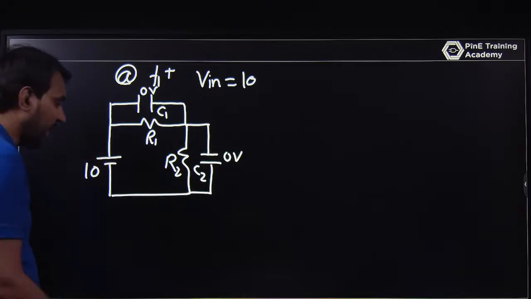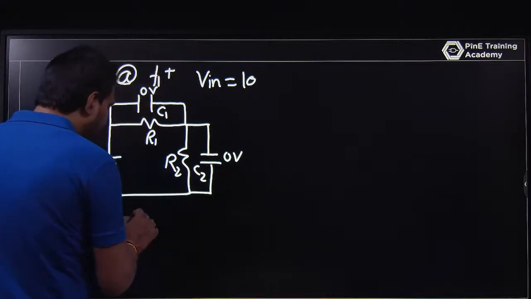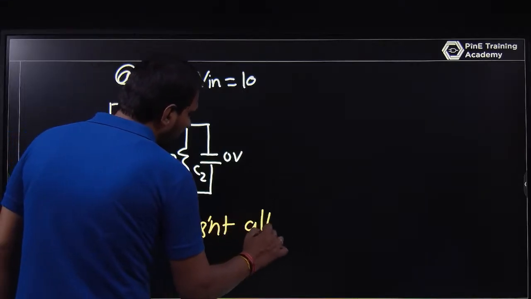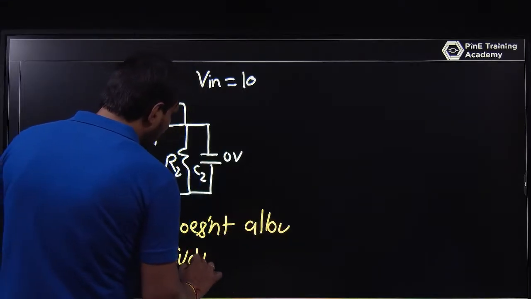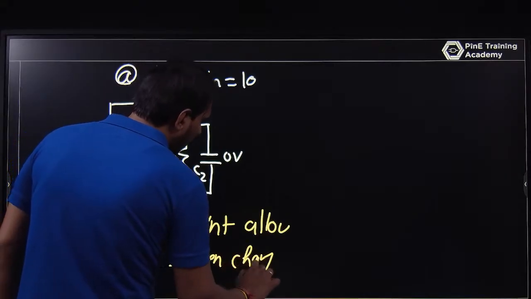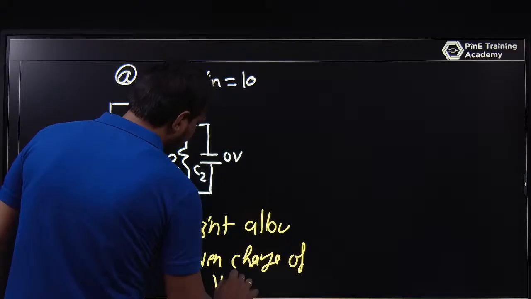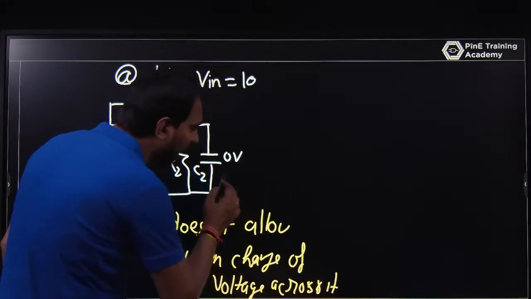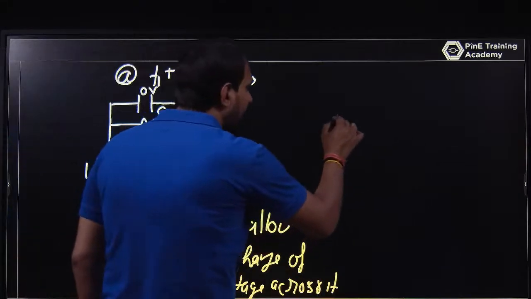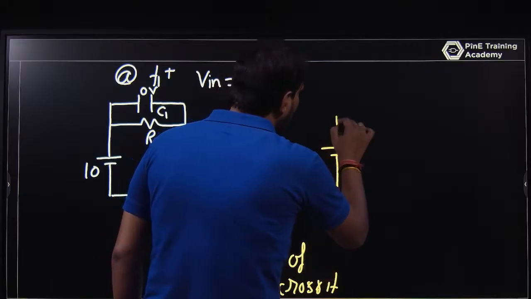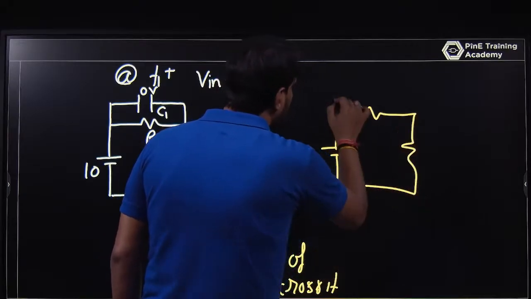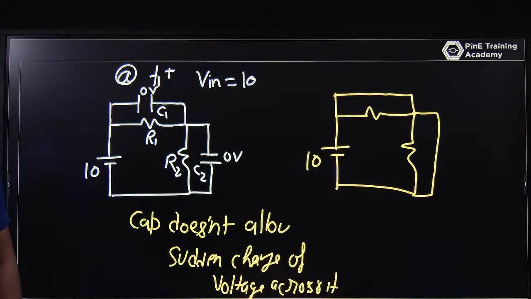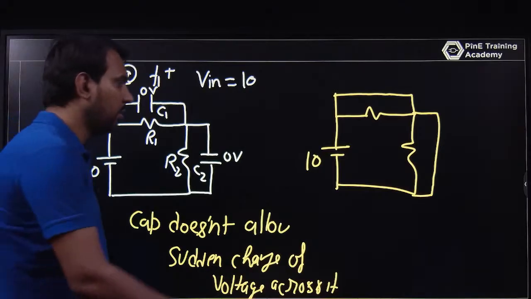But looking at this circuit, since the capacitor does not allow a sudden change of voltage across it, at T1 plus the circuit will be like this. This is resistance, this is resistance. The capacitor acts like a short because the voltage of the capacitor is 0.